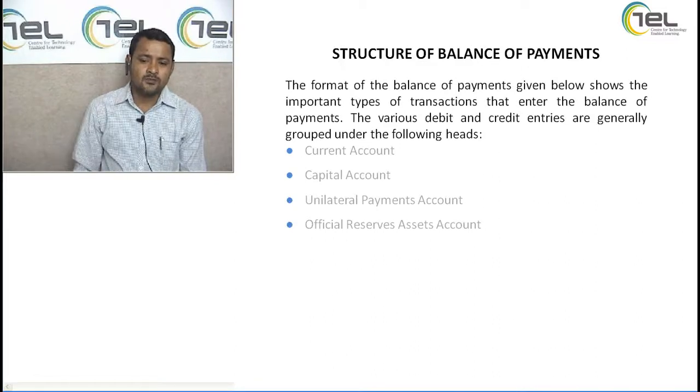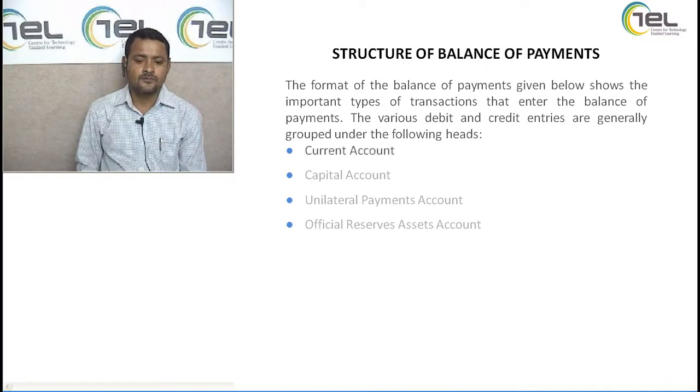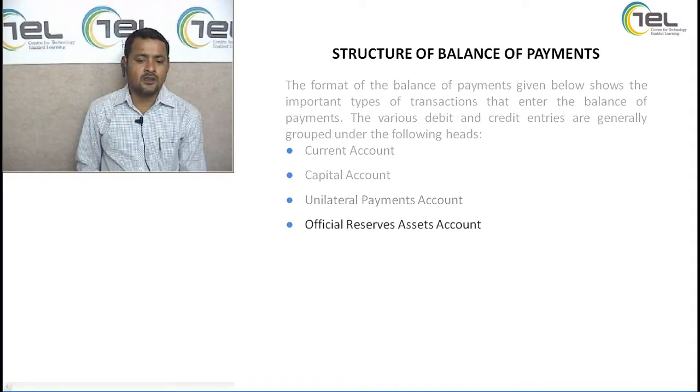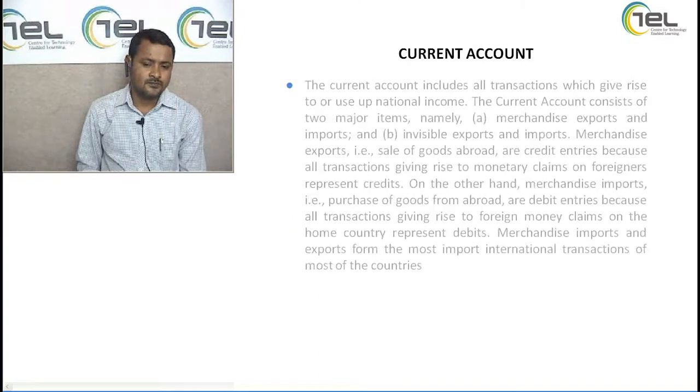The format of the balance of payment is given below. It shows that the transactions entered into the balance of payment account are divided into the following heads: current account, capital account, unilateral payments account, and official reserves account. First of all, we are undertaking the current account.